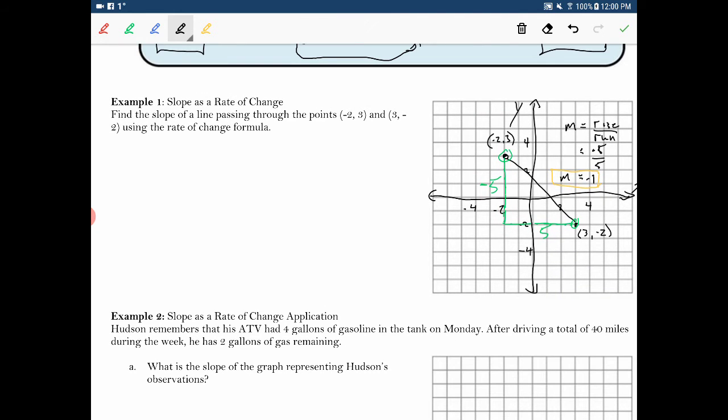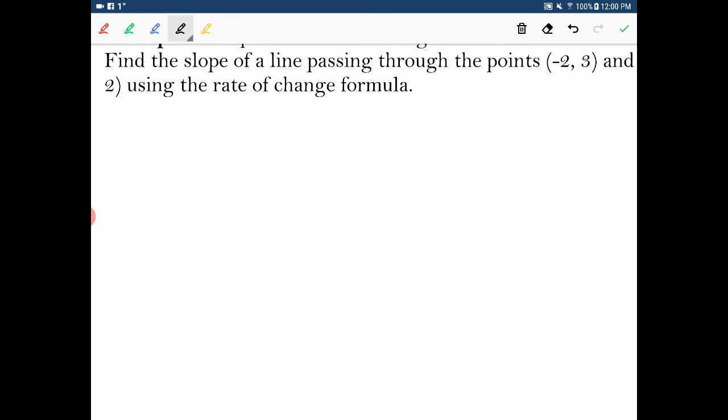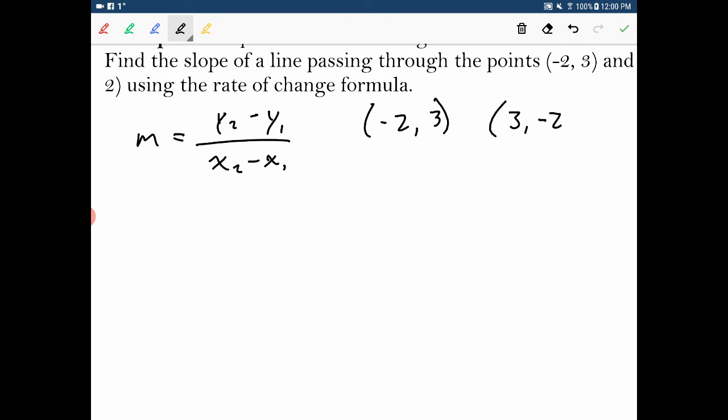The other way to do this is to use the formula, which is what the question actually wants us to do. So the formula up in that box there was M equals Y2 minus Y1 over X2 minus X1. Now, the first thing you should do when you're doing it with the formula, before you start anything, is, if the points are written out well, you don't have to rewrite them, but I'm going to rewrite them so they're right here. That was my first point. That was my second point.